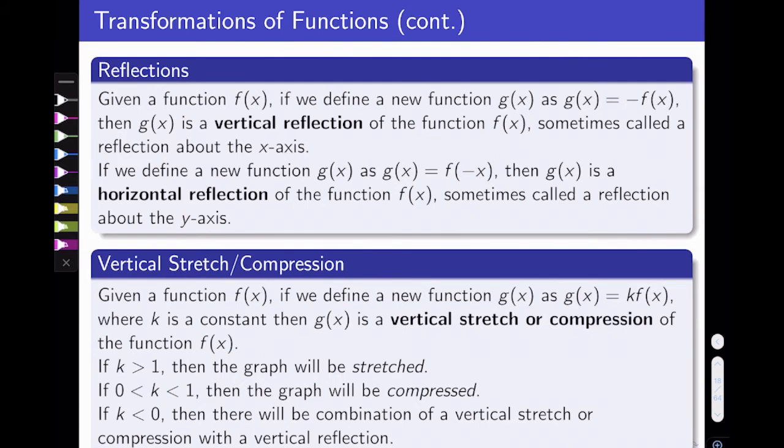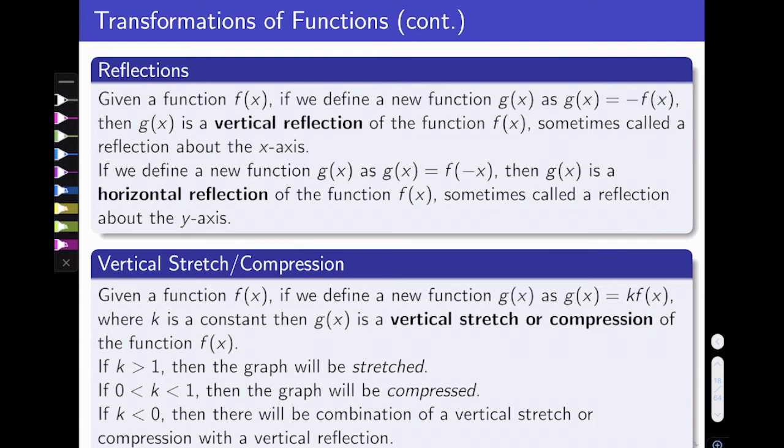The next type of transformation that we'll see is a reflection. So given a function f of x, if we define a new function g of x as negative f of x, then g is going to be a vertical reflection about the x-axis, so vertically over the x-axis. Alternatively, if g is defined as f of negative x, this is going to be a horizontal reflection or a reflection over the y-axis.